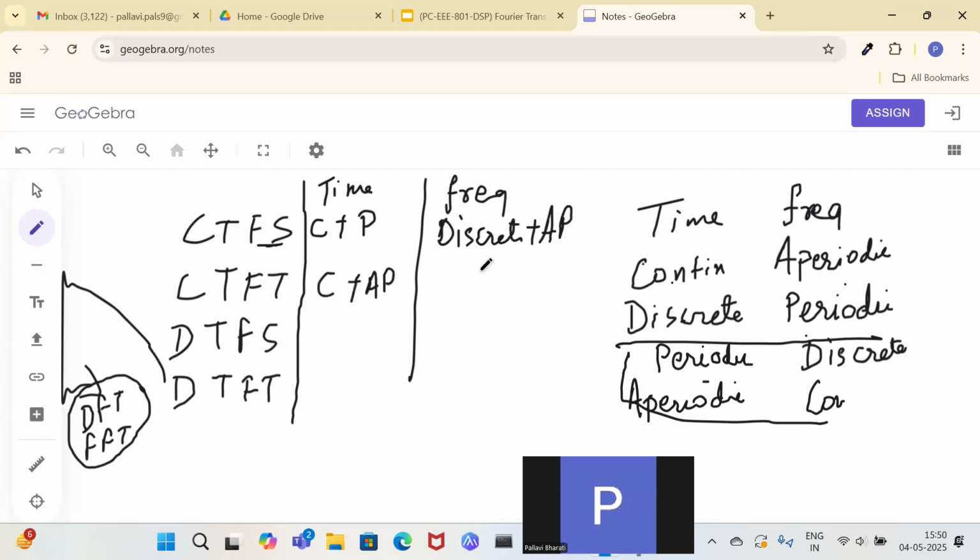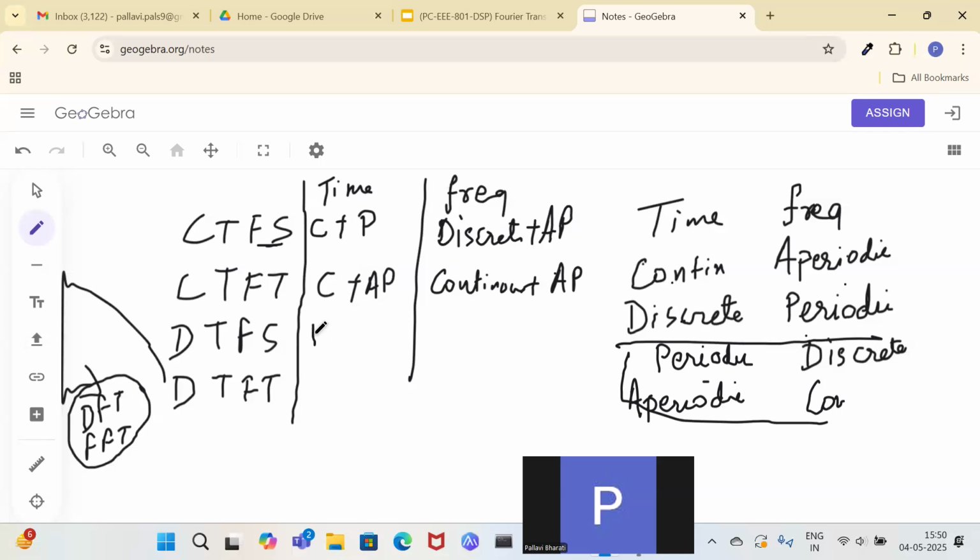Now this side, continuous and aperiodic. So aperiodic will become continuous, and continuous will become aperiodic. Getting the point? Continuous is becoming aperiodic, and aperiodic is becoming continuous.